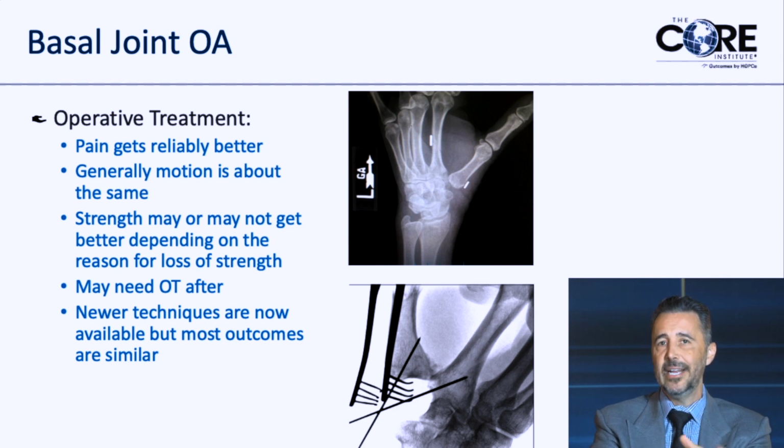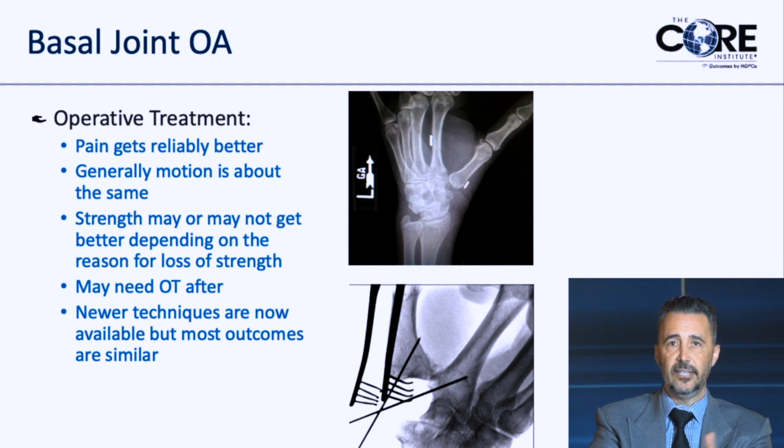The strength may or may not get better. Sometimes people's strength is not dependent solely on that thumb arthritis. They may have other reasons why they have lost strength, and therefore obviously may not get better with this surgery. Therapy is oftentimes needed after the surgery to get your strength back and your range of motion.